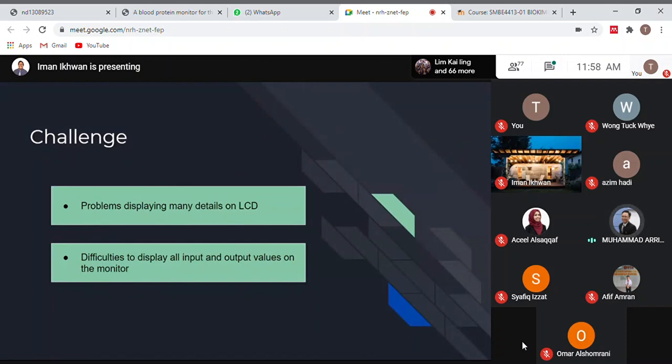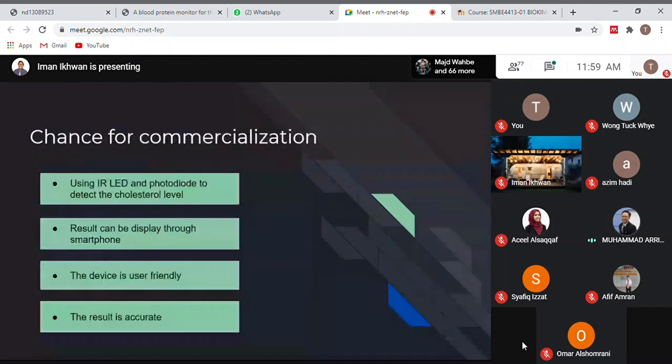Then for chance to commercialize, based on our analysis, the device has a chance to commercialize because it uses an IR LED and photodiode to detect the cholesterol level. It is more efficient than the invasive method and other non-invasive measurement. The result can be displayed on the LCD and smartphone as the output because there is a mini wireless data transmission module inside. The non-invasive method is fast and accurate. Also, the system is user-friendly so that everyone can use it.